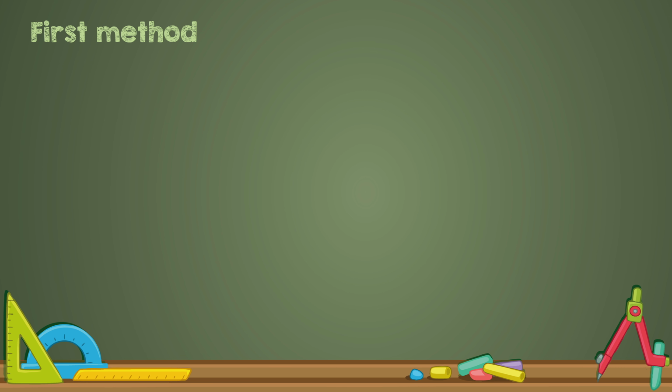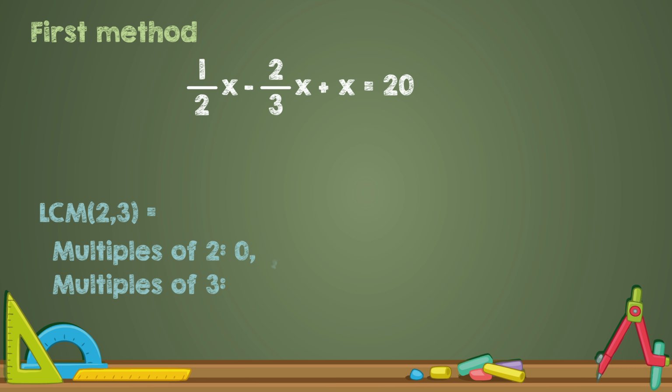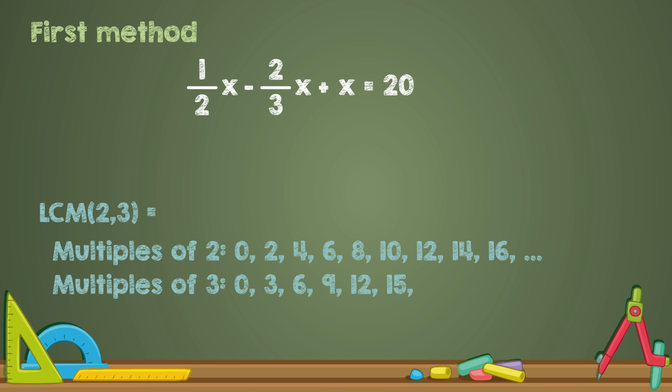We are going to solve the equation 1/2 x minus 2/3 x plus x equals 20. We start by looking for the least common multiple of the denominators. So we note the multiples of 2 and 3. For 2, this gives 0, 2, 4, 6, 8, 10, 12, 14, 16, and so on. For 3, this gives 0, 3, 6, 9, 12, 15, 18, 21, 24, and so on. The smallest number different from 0 that occurs in both series is 6. 6 is therefore our least common multiple.